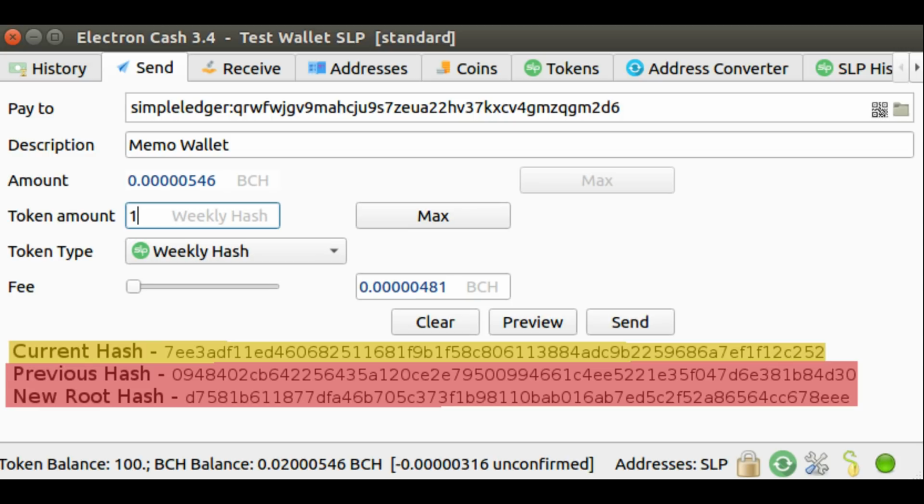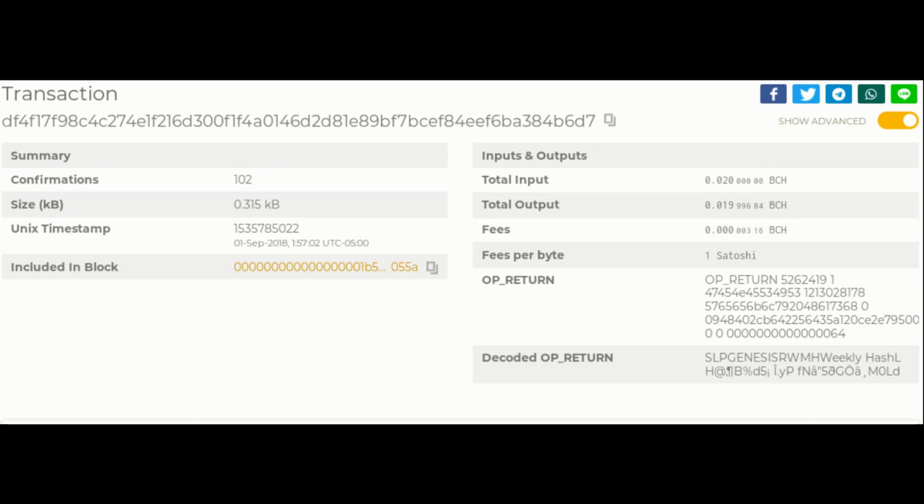But these three things here at the bottom, when you try and do a transaction within Electron Cash, it's not there. This information does not exist there. And this really is unfortunate because, as you can see here, if you look this up on a blockchain explorer, for the creation of the tokens, like we said, the only thing we did is we put the current file hash and we put 0948.